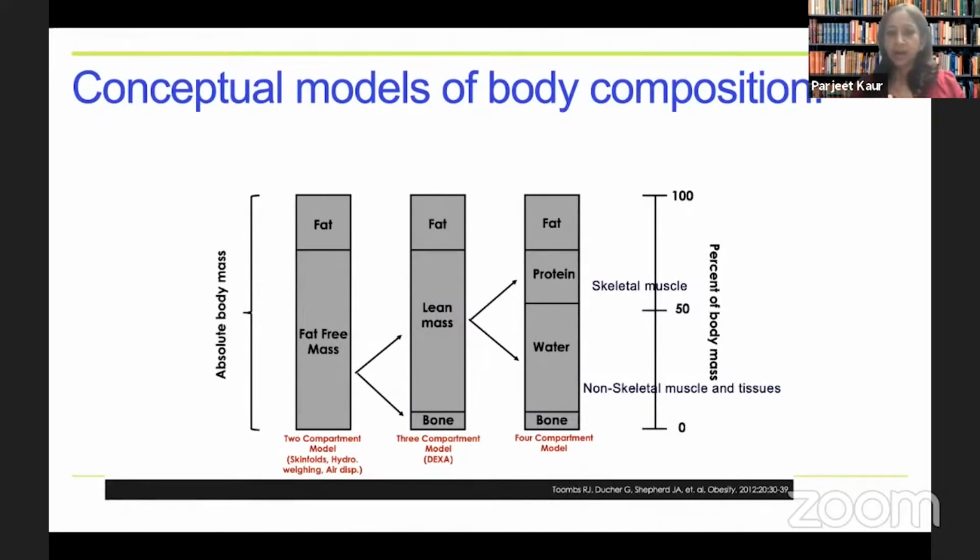Now, the higher we go in dividing this body composition into the various compartments, the more accurate we become. So the more we move from a two compartment to the four compartment, the accuracy is improving. However, at the same time, the complexity of the procedure is also increasing. At the same time, the cost is also increasing. However, the four compartment model remains the gold standard and the criterion for the assessment of the body composition.